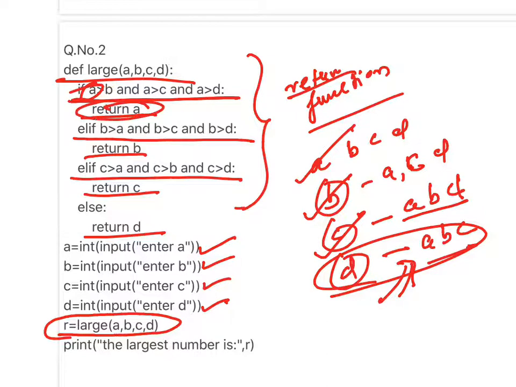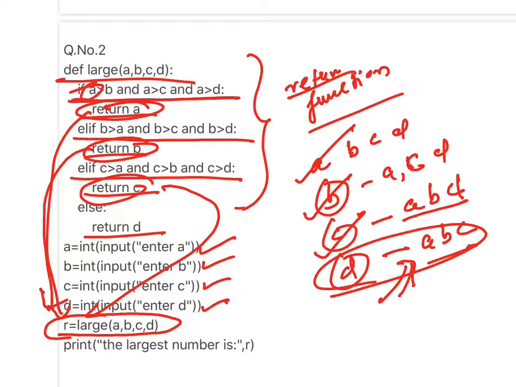Suppose it's returning A, so R will be A. If it is returning B, R will be B. If it is returning C, R will be C. And if it is D, R will be D. So finally, whatever the value is there, either A, B, C or D, that will be stored into R. And finally you have to print R here.